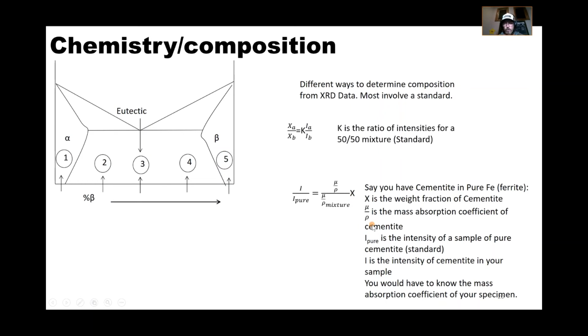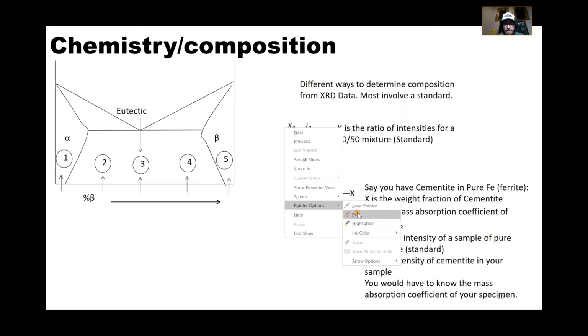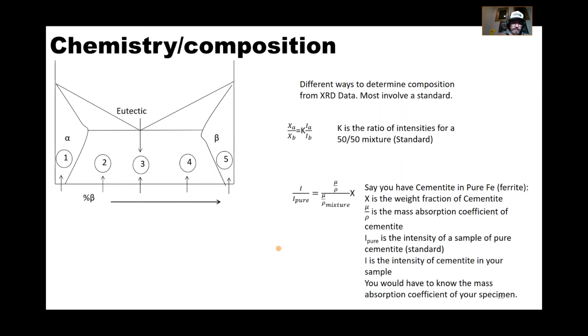Mu over rho would be the mass absorption coefficient of cementite. Intensity pure would be the intensity of a sample of pure cementite, some sort of standard. And I would be the intensity of cementite in your specimen. Okay, so let me make another example here. If I had a spectra, and wow, it actually gave me peaks, and I didn't mean for it to give me peaks. That's funny.